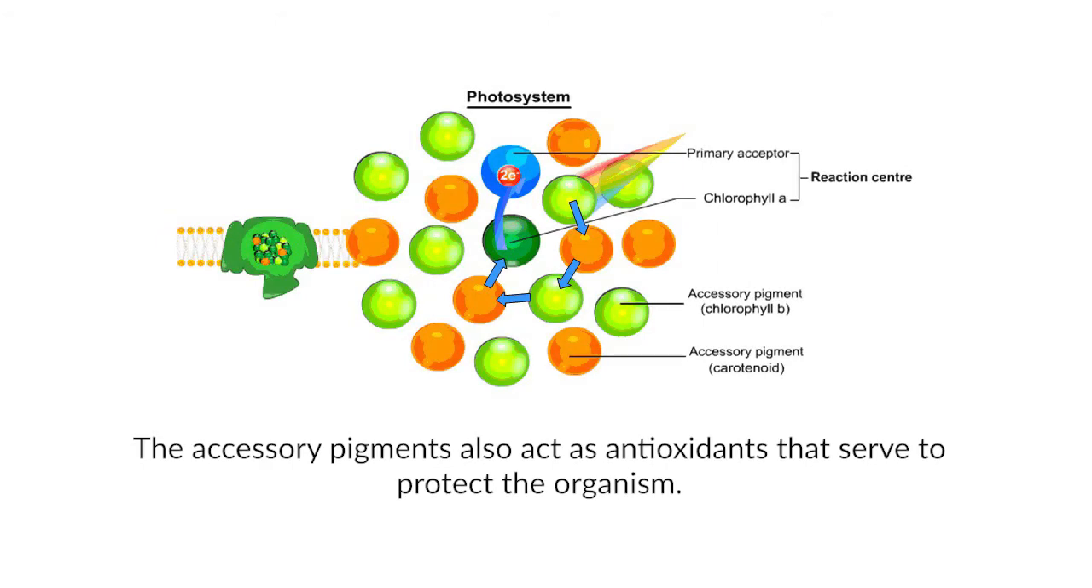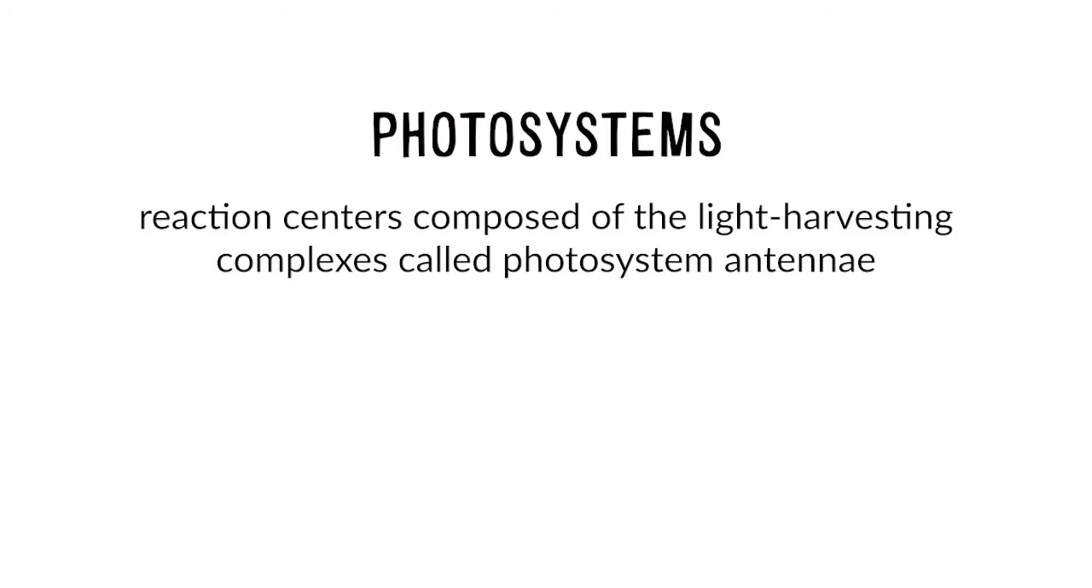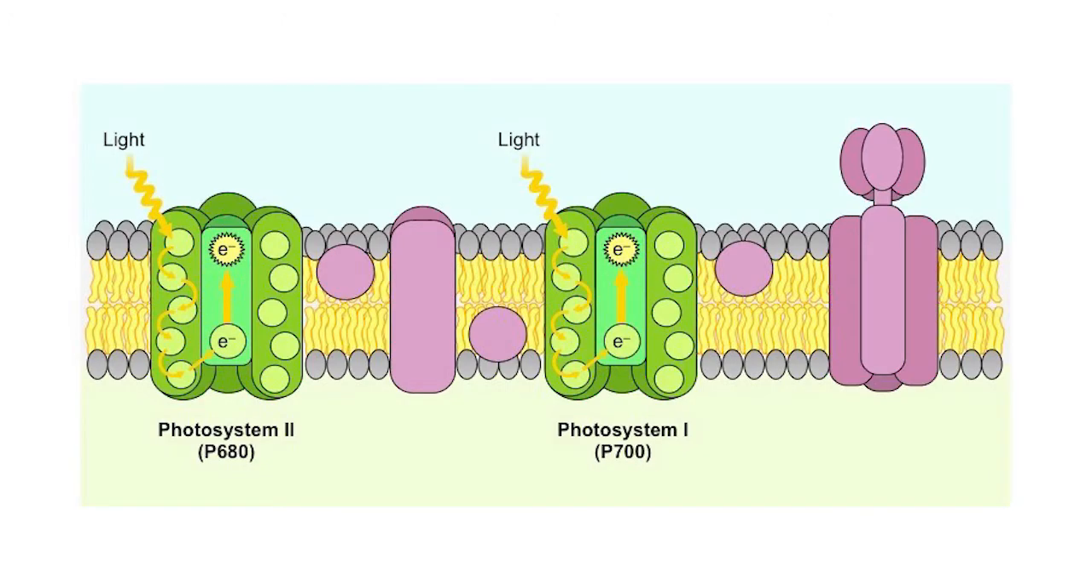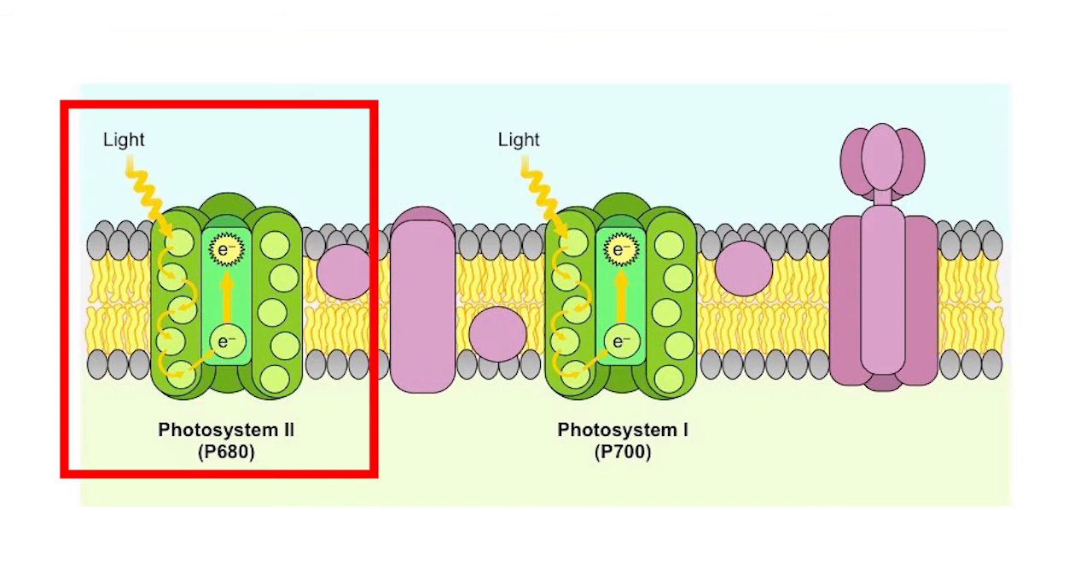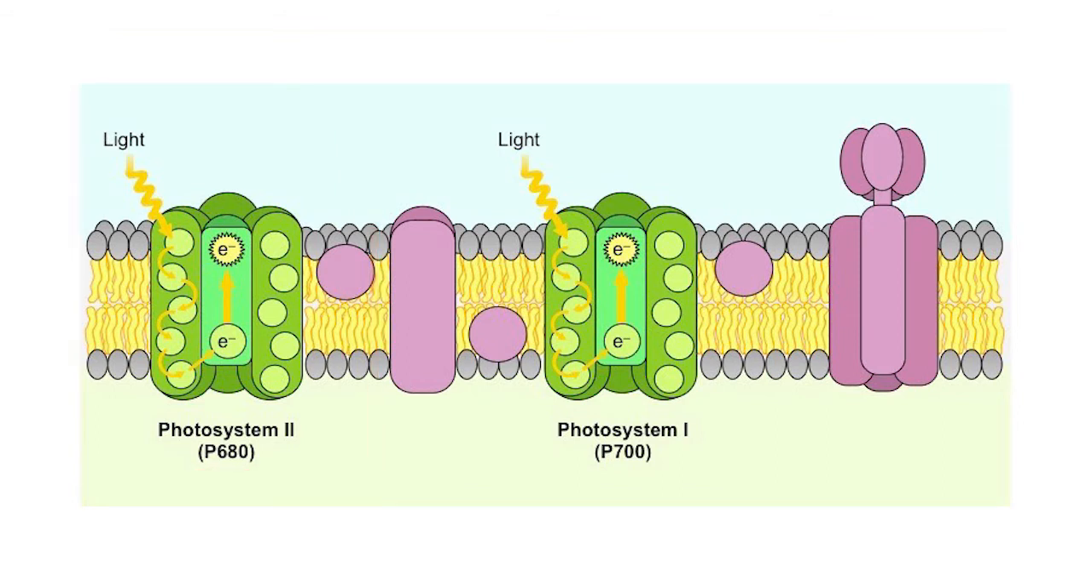The accessory pigments also act as antioxidants that serve to protect the organism. These photosynthetic pigments are organized into photosystems, which are reaction centers composed of light harvesting complexes called photosystem antennae. There are two types, photosystem 1 and photosystem 2, which are excited by light energy initiating light-dependent reactions, which will be further discussed later on.